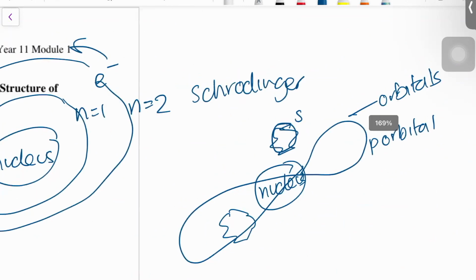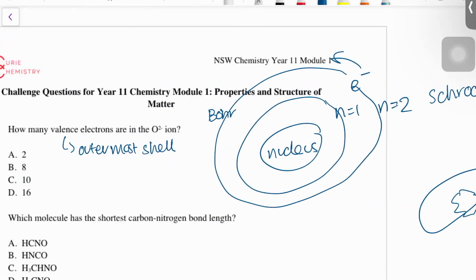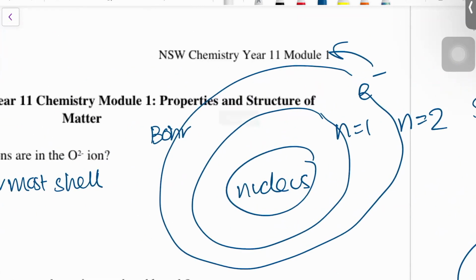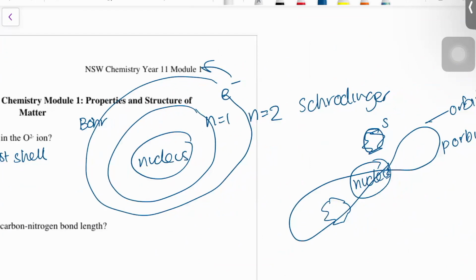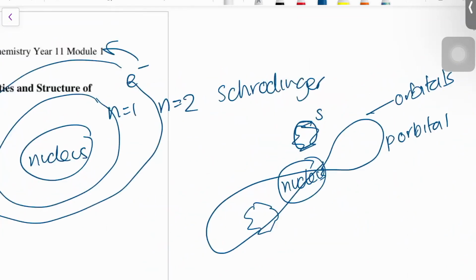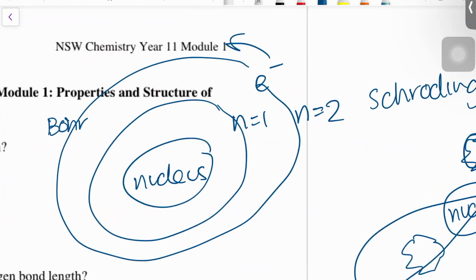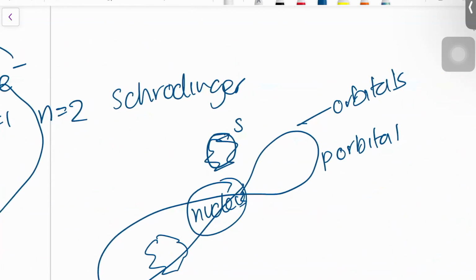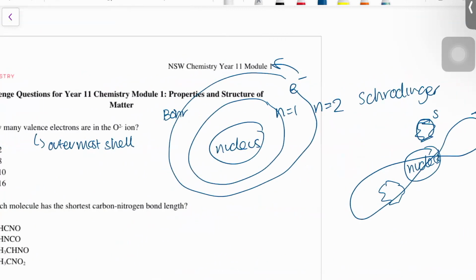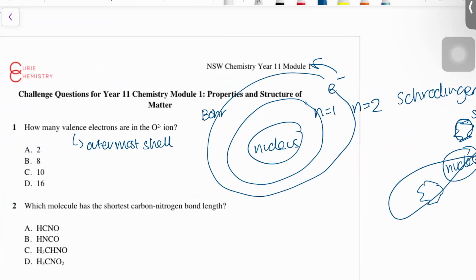So in terms of outermost shells, this one's the easiest one to look at, but this one's the more accurate one. This is the way we like to think about it because it's easy to remember. This one is what it actually looks like, okay? So when the question asks you how many valence electrons are in the O2 minus ion, you're being asked how many electrons are in the outermost shell.